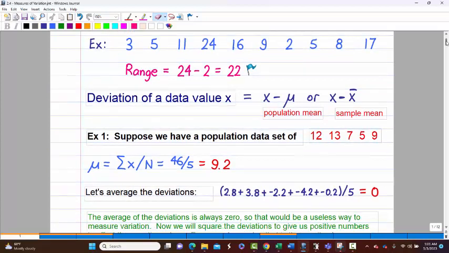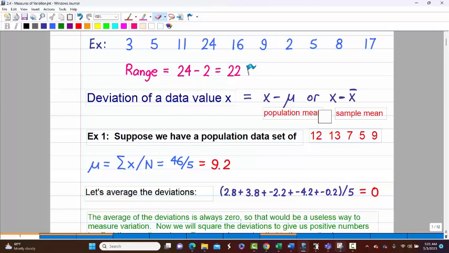Now we have something called a deviation of a data value. Whether it's population mean or sample mean, it's essentially calculated the same way. If you take any particular data value in your set, X, and you subtract the mean, whether it's population or sample, that gets what's called a deviation. Sometimes those deviations are going to be positive if your X is bigger than the mean, negative if it's less than the mean, or the deviation would be 0 if your X value is exactly the mean.